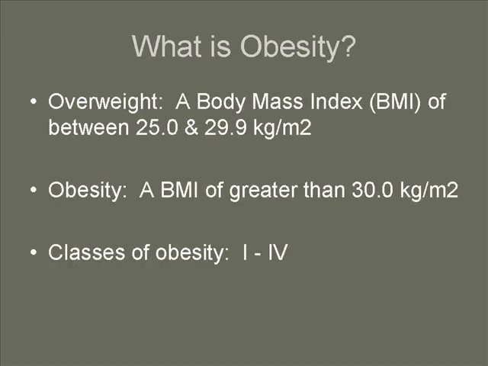So what is obesity? I think by now you probably have a pretty good idea. I know we've talked about it some in our meetings and some individually, but when a person is overweight, they have a body mass index of between 25 and 29.9 kilograms per meter square. Obesity is a BMI of greater than 30, and then obesity is further classified into classes 1 through 4. A BMI itself is just a mathematical formula.